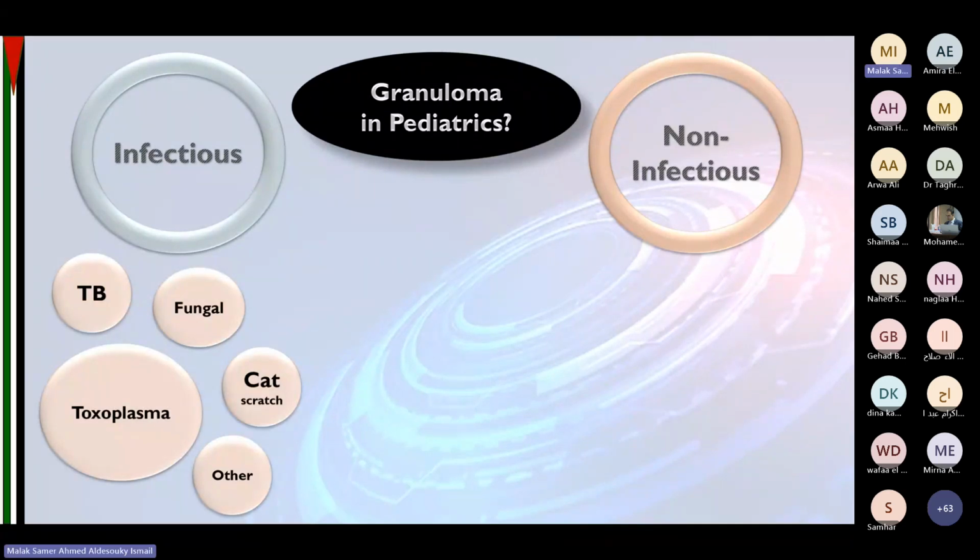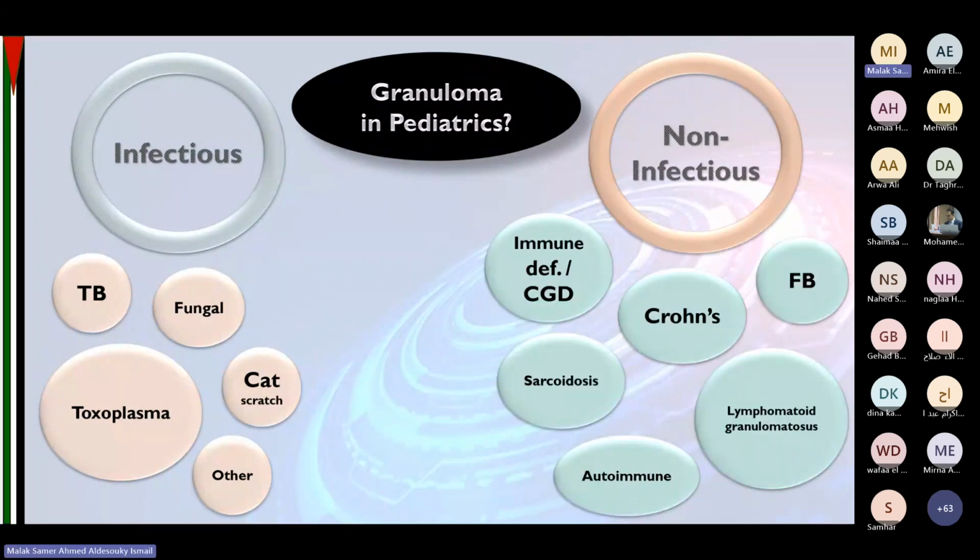And under the infectious causes, we have TB, fungal infections, cat scratch disease, toxoplasmosis, as well as some other infectious causes. Under the non-infectious causes, we have Crohn's disease, foreign body granulomas, sarcoidosis, immune deficiencies such as chronic granulomatous disease, lymphomatoid granulomatosis, and autoimmune disease.